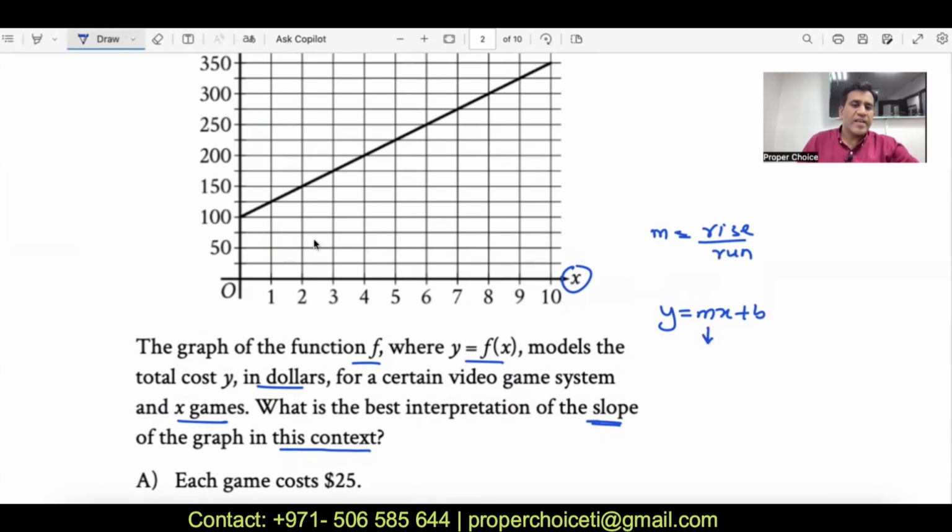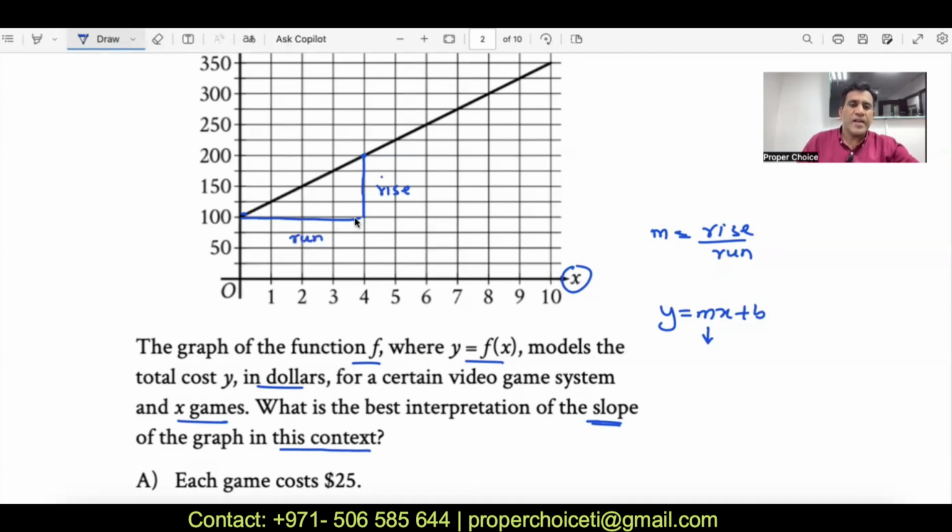What is run? You can take any reference points. Let me talk about this coordinate point from here to here. Rise is basically the amount of increment along the y-axis. This shows rise is basically the amount of increment on the y-axis. This is representing rise, and run is the amount of increment on the x-axis. So this is going to be run.